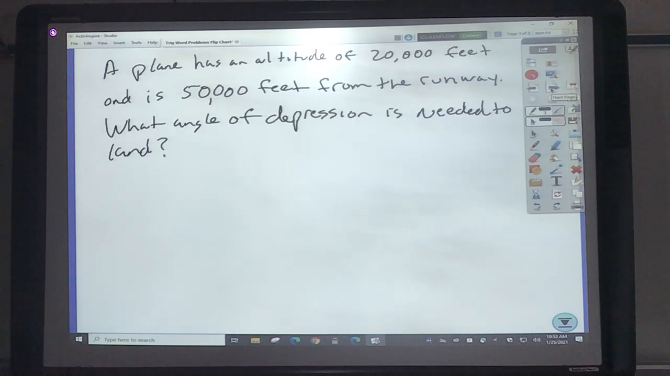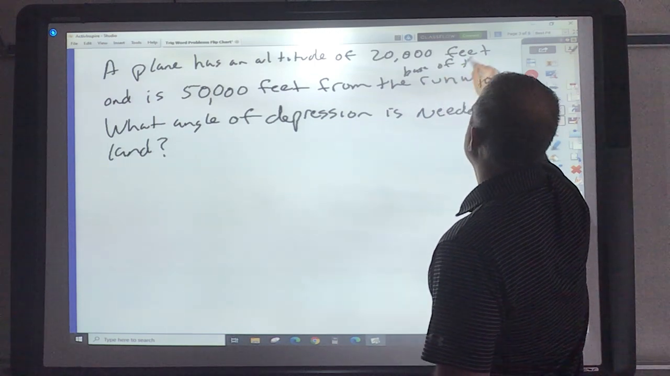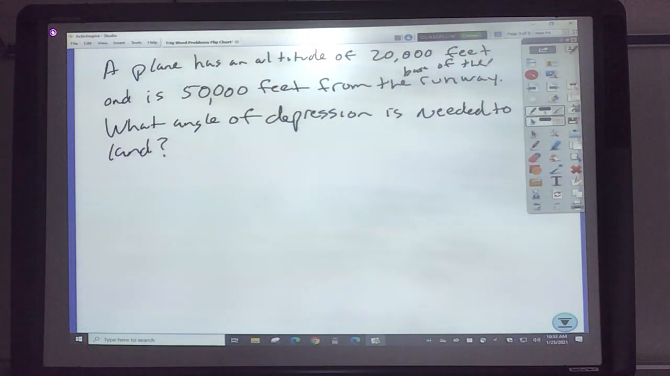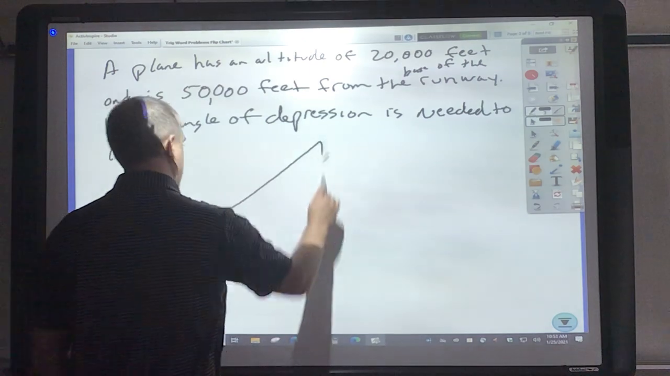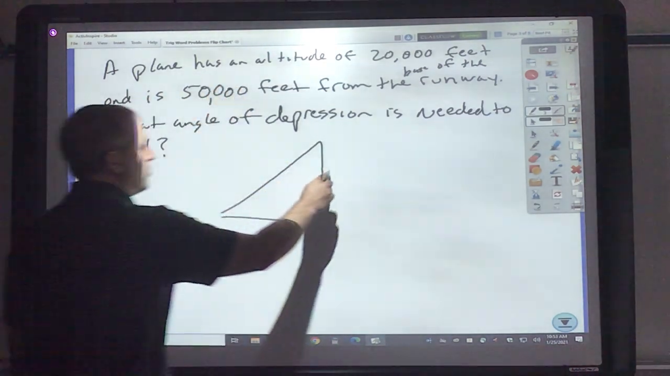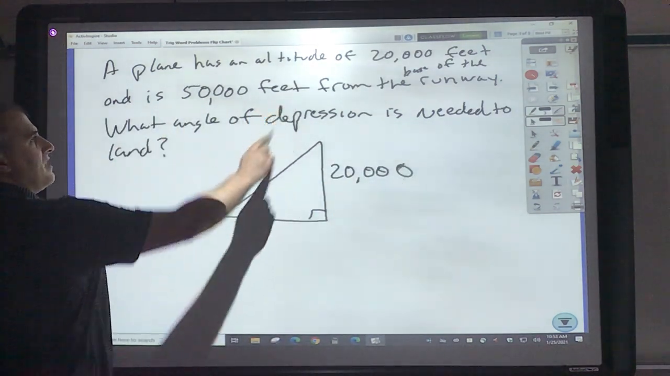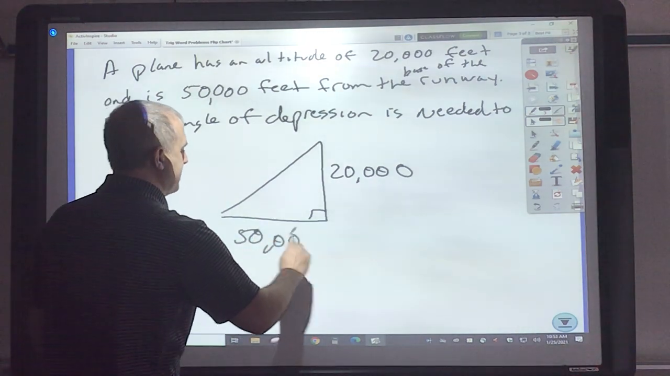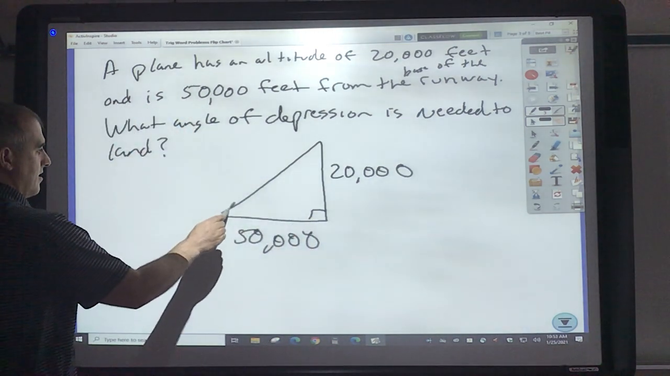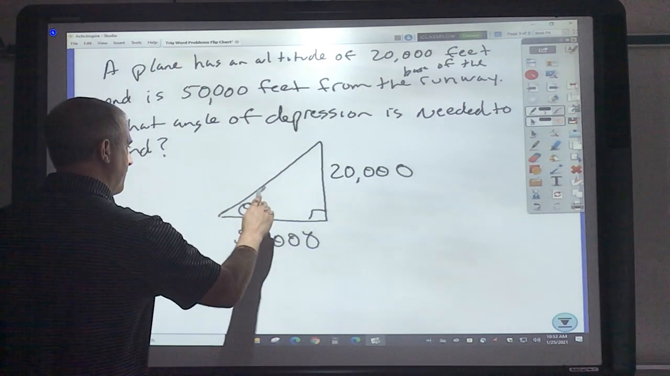It says a plane has an altitude of 20,000 feet and is 50,000 feet from the base of the runway. What is the angle of depression needed to land? Altitude of 20,000 would be there. 50,000 feet from the base. From the base is a key thing. From the base to the beginning does not matter. What is the angle? We're going to find this.